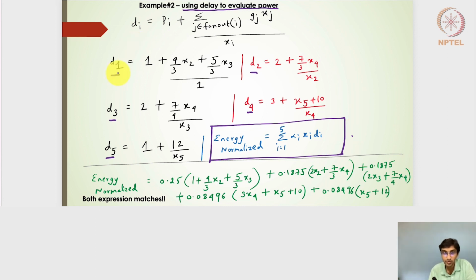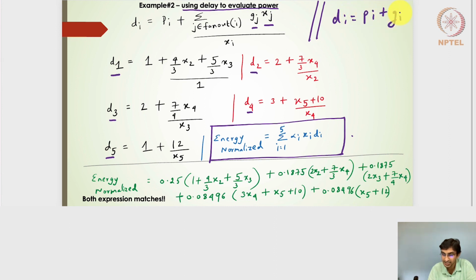So D1, D2, D3, D4. And the delay expression says that it is nothing but Pi plus the summation of Gj Xj by Xi. So it is nothing but the logical effort of the next stage multiplied by the driving factor of the next stage divided by the driving factor of the previous stage. All right. And we can also calculate the delay using the linear delay model with Pi plus Gi Hi, and that also can be accommodated into our energy expression.